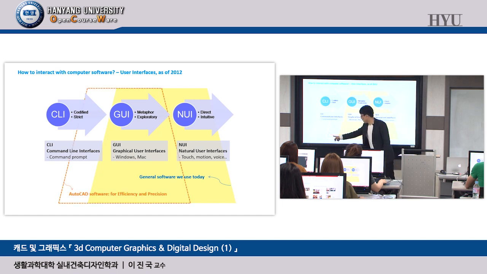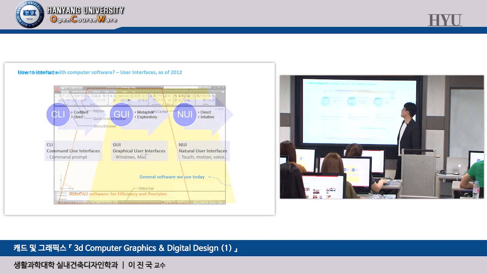But how about AutoCAD? This one has a partial command line interface. You have to type commands or put numbers. Think about SketchUp. You have to put numbers for dimensions, precision dimensions, okay? Precision numbers you have to put. So it is partially CLI and mostly GUI.